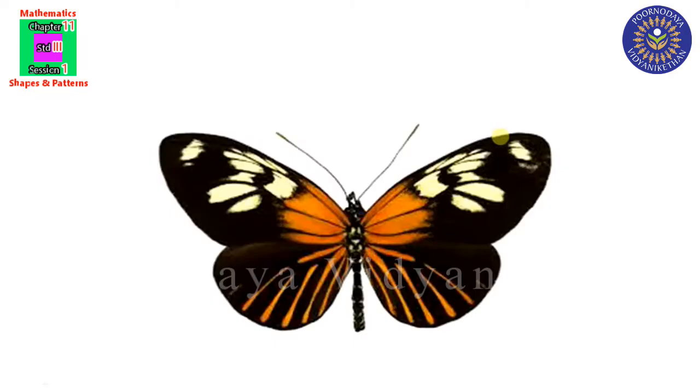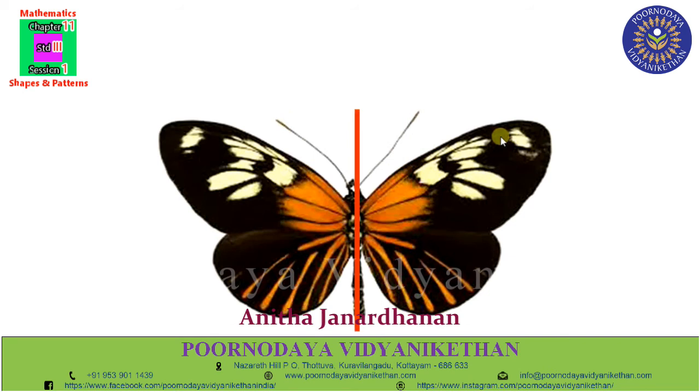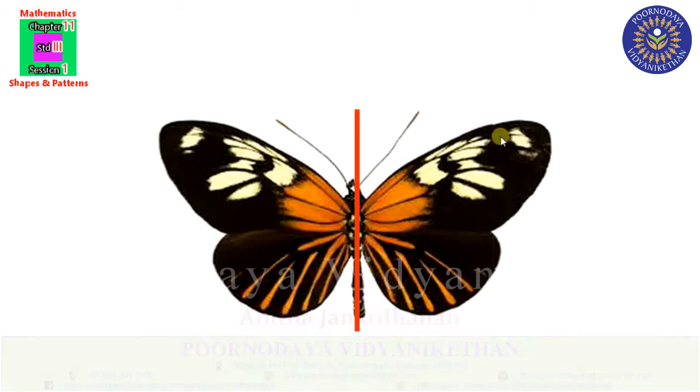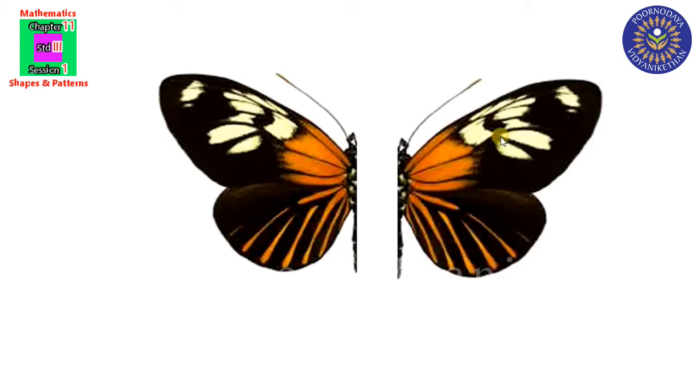Children, look at the picture of this butterfly. So beautiful, isn't it? See here, we can divide this picture of the butterfly into two similar halves by drawing a line through the center. If we draw a line like this, we can divide the butterfly into two equal halves, isn't it? Notice that the right side of the butterfly is similar to the left side. Yes, the right side of the butterfly is similar to the left side.